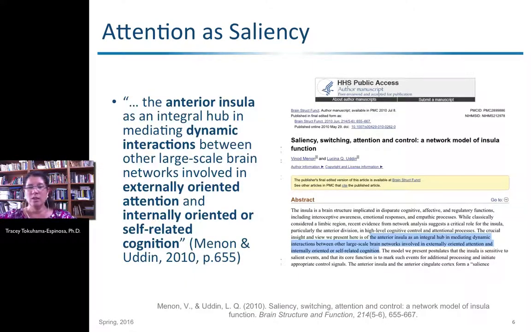When you look at the neural correlates of this, it's very interesting because the anterior insula is involved in attention and in looking at attention for saliency, but the anterior insula is also very involved in self-related cognition or consciousness. So it's fascinating to see this dynamic interaction between externally oriented attention, how I pay attention to the world outside of me, and how I feel about different things. The same key hub, the anterior insula, is very important for both of those networks.